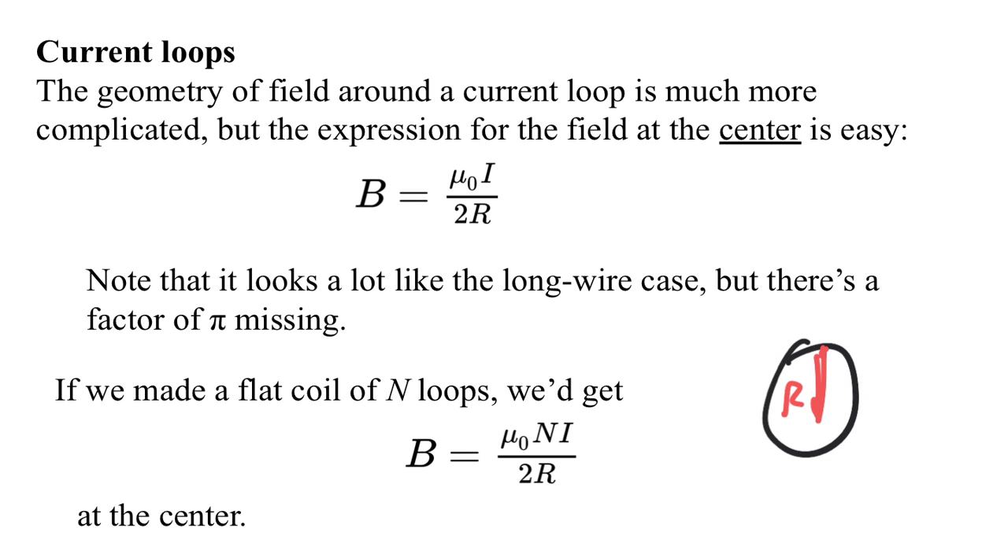Note that this looks a lot like the long wire case, but there's a weird factor of pi missing, and again, that's a geometric argument that will come from doing some integrals later that is not worth worrying about, but you do need to remember. If we had a flat coil of N loops, in other words, they would just stack right on top of each other, but they're very thin, then we get N times as much current coming out, so it would be mu naught times N times I over 2r.